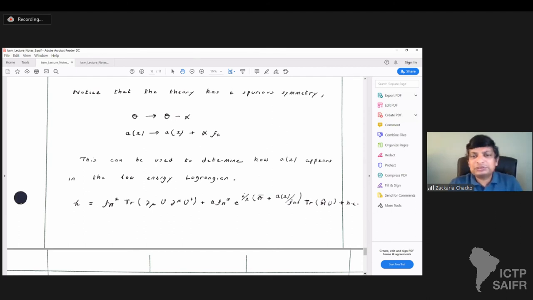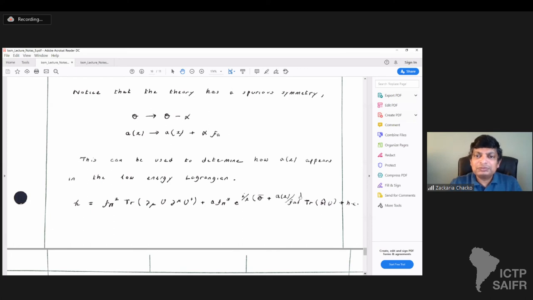So the spurious symmetry is now, there is really theta bar going to theta bar minus alpha A of X, and A of X going to A of X plus alpha A. So the axion appears in this combination, theta bar plus A of X over FA. So any coupling of the axion which is not a derivative coupling will appear in this combination.